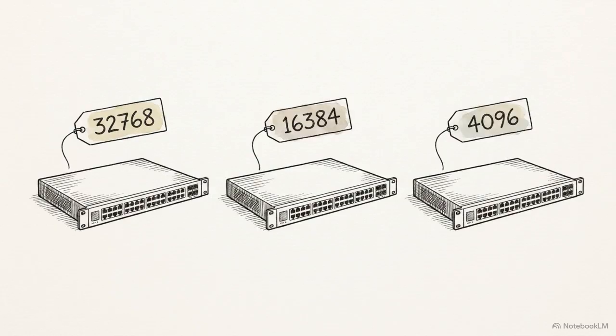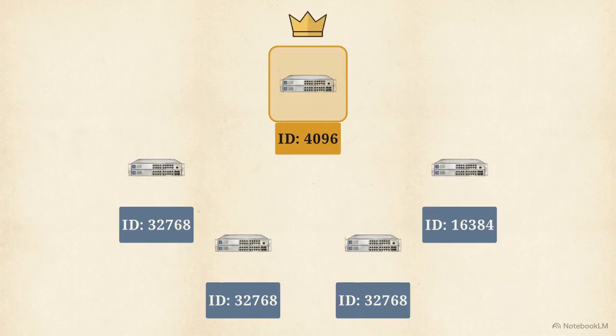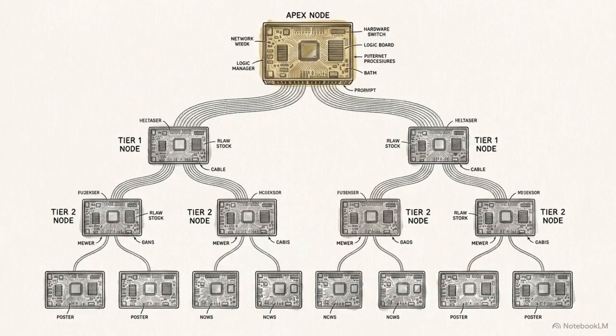Using these IDs, the switches hold an election. The device with the lowest numerical bridge ID is selected as the root bridge, becoming the logical center of the entire network topology. By electing a single root bridge, this decentralized cluster of hardware creates the singular point of reference required to calculate a definitive loop-free path.